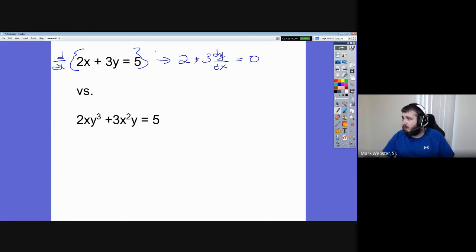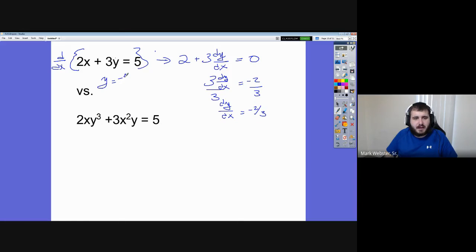And now if we want to find what the derivative is, we've got to solve for dy/dx, right? So subtract the 2 over and divide both sides by 3. And that's the exact same thing that we had when we did it the normal way, when we rewrote it as y equals negative 2/3 x plus 5. We took the derivative and dy/dx was negative 2/3 there as well. So I hope that helps you to see that it works.